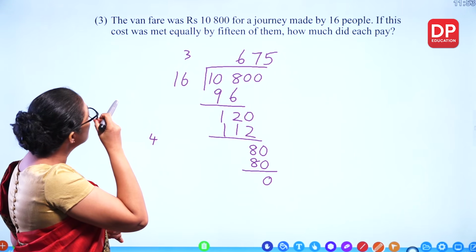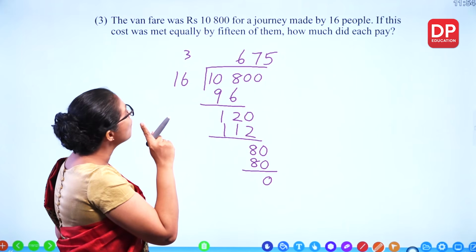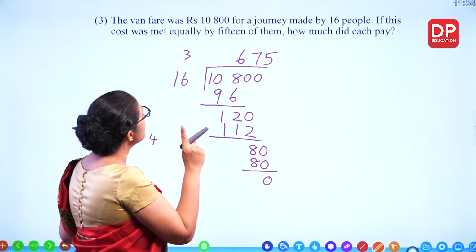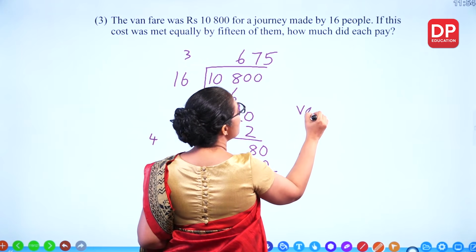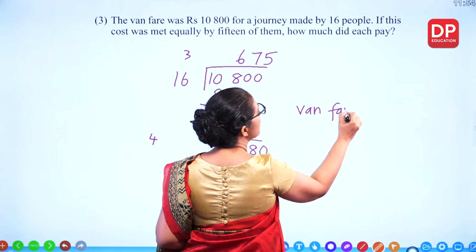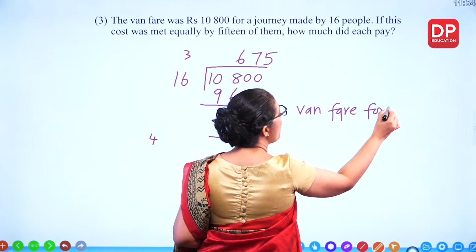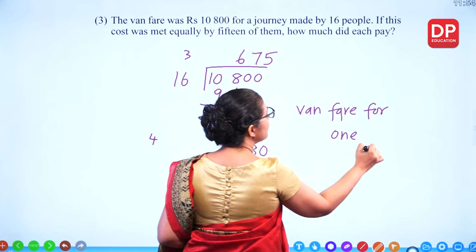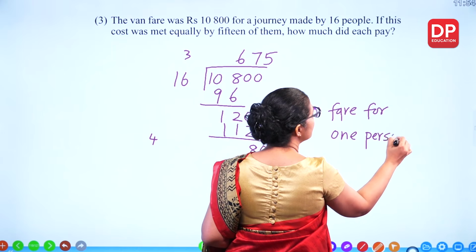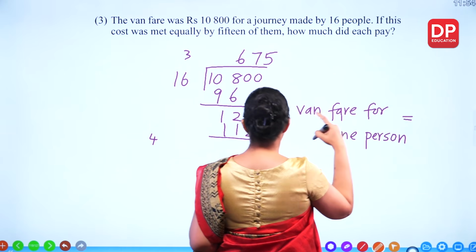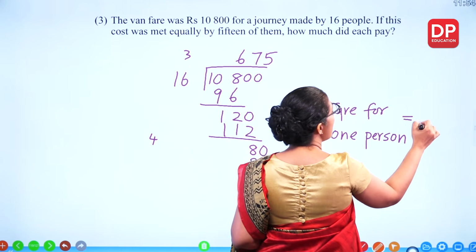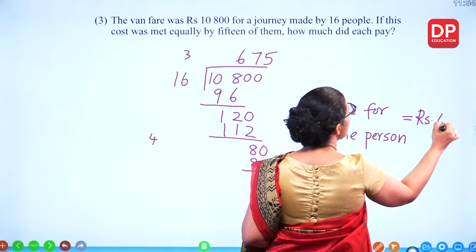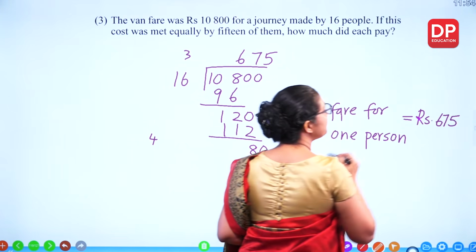So what's the van fare for one person? Van fare for one person is 675 rupees.